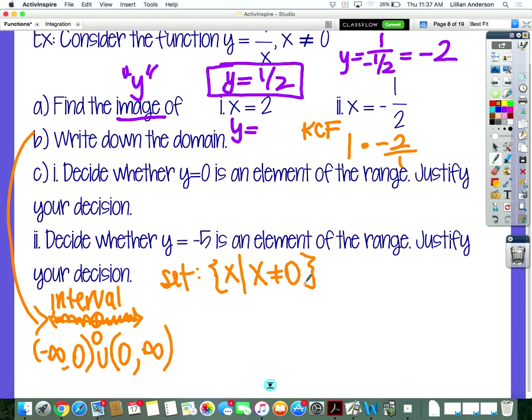Next on that, part C says, decide whether y equals 0 is an element of the range and justify your decision.